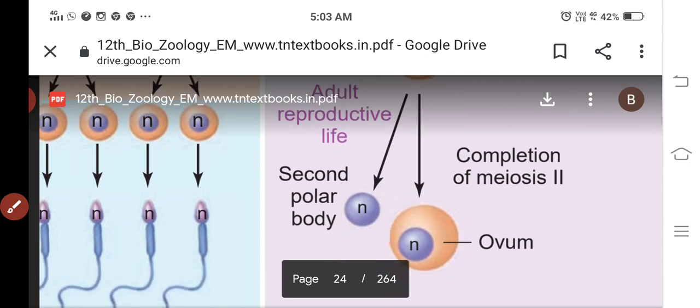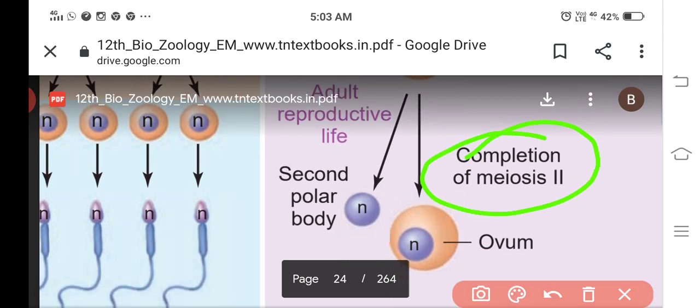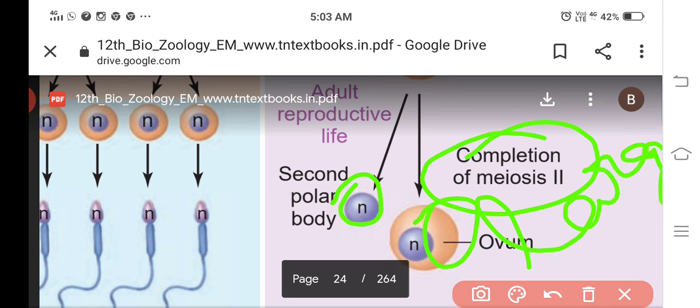The secondary oocyte undergoes meiosis 2 to form the second polar body and the ovum. The largest ovum is produced at the final stage of oogenesis. The second polar body degenerates. If fertilization is completed, it leads to pregnancy. If fertilization does not take place, the ovum will disintegrate. So the primary oocyte gives rise to only one ovum.